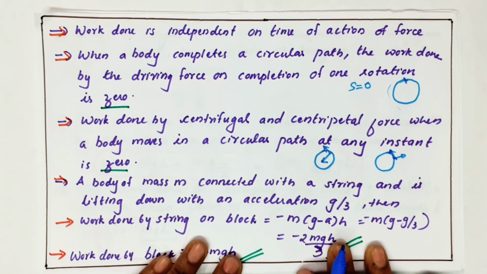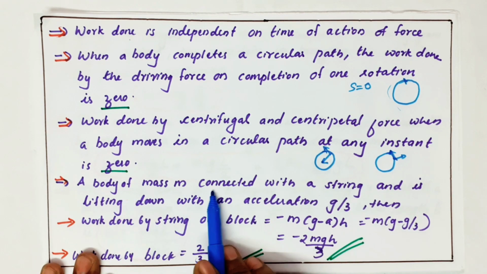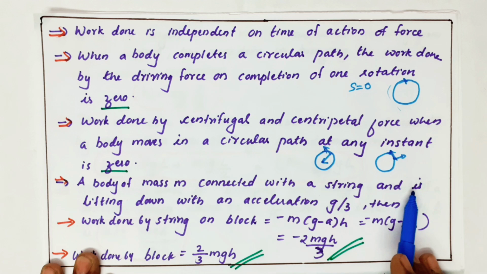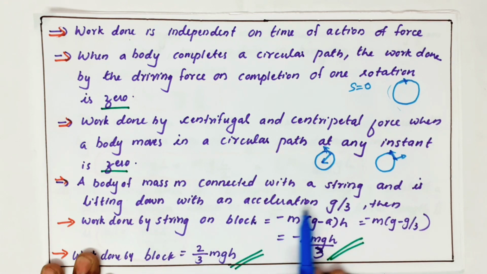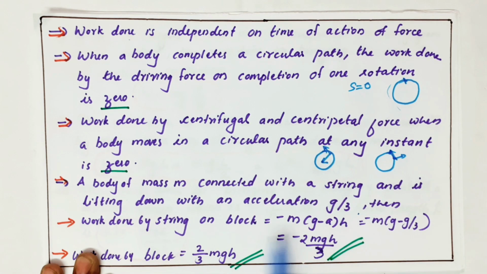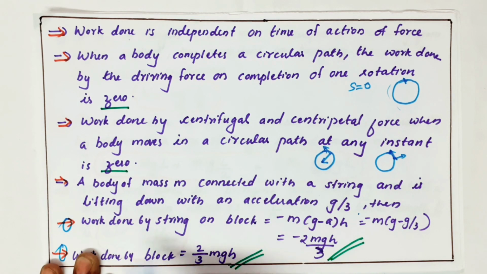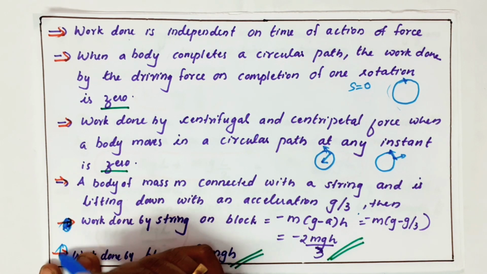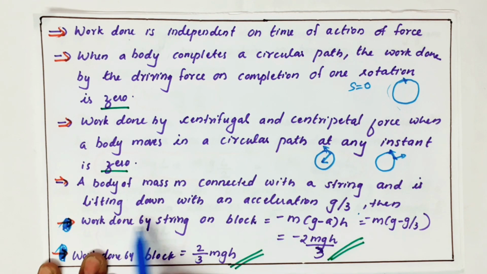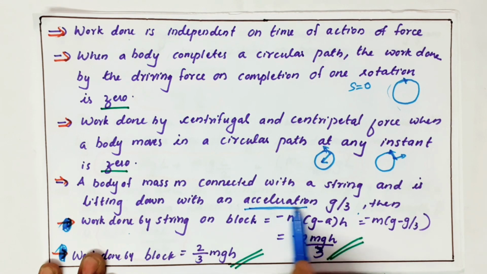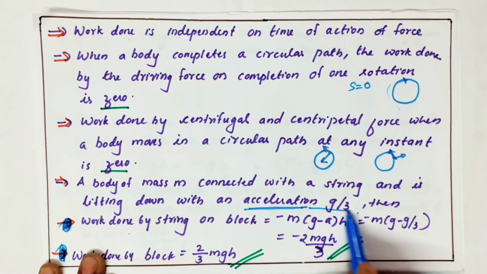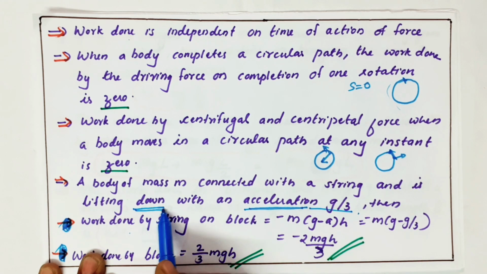Another important case. A body of mass m connected with a string is lowered down with an acceleration g by 3. Then they have given 2 cases here. What are the 2 cases? The work done by the string on the block. Here they gave acceleration g by 3 and it is going down.